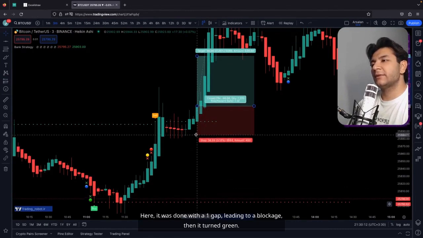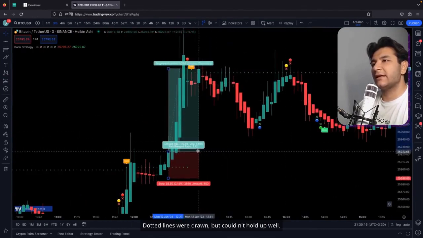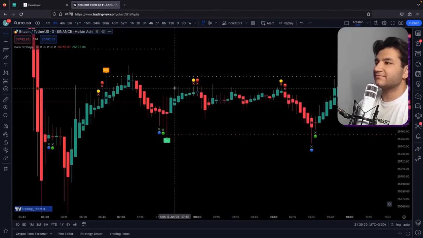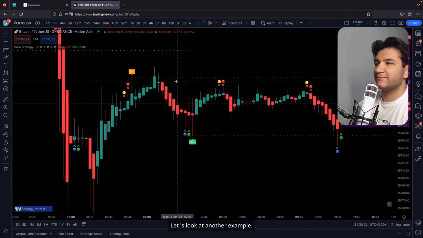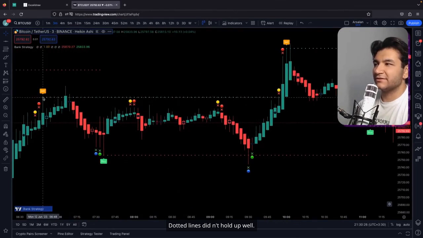Let's see another example. Here, it was done with a 1 gap leading to a blockage. Then it turned green. Dotted lines were drawn, but couldn't hold up well. We had our flight afterward. Let's look at another example. A 1 gap caused a blockage, then it turned green. Dotted lines didn't hold up well. Class was given flight afterward.